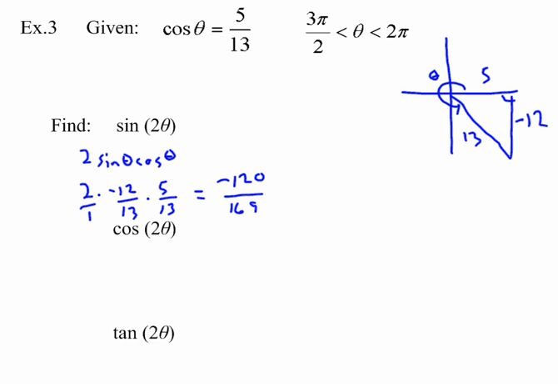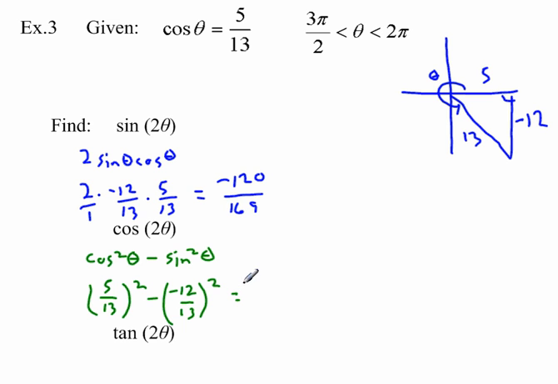What about the cosine? Again, we can pick any of those double angle formulas. I'm going to just use the first one, which says the cosine squared of theta minus the sine squared of theta. So cosine is 5 thirteenths, and we want to square that, minus sine, which is negative 12 thirteenths, and we want to square that. That is equal to 25 over 169 minus 144 over 169, which, if I subtract those, gives negative 119 over 169.